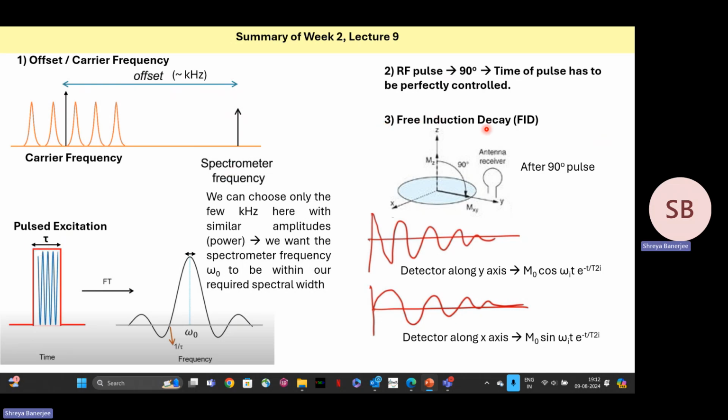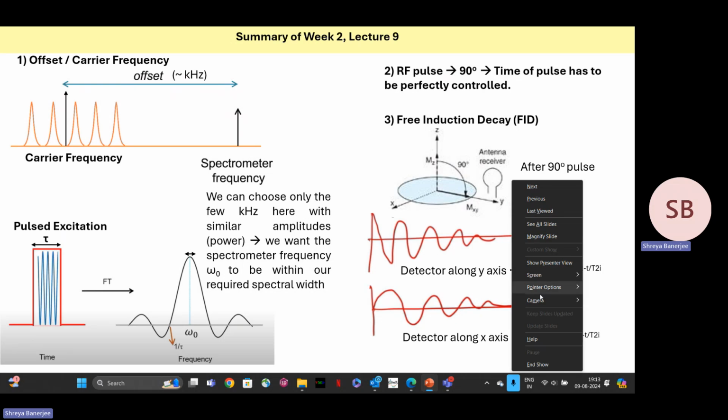The next thing is the free induction decay. We know that initially the magnetization was along the Z direction. When the RF frequency is supplied, it comes into the transverse plane along the y-axis. And your detector, you can see the antenna receiver here, is along the y-axis. So initially the signal picked up by the y-axis detector is the highest.